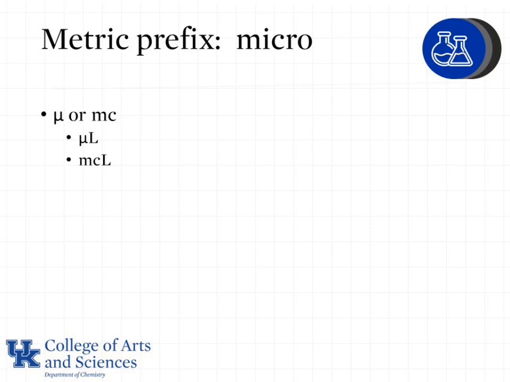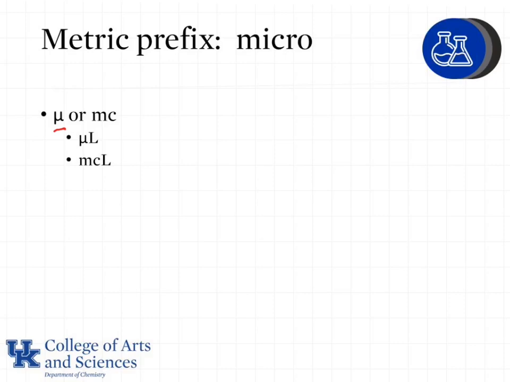In healthcare, amounts are often given in terms of micro or milligrams. Because of the ease of confusing the handwritten mu symbol with the M for milli, in healthcare you often see MC instead of mu for micro. So you might see it written as microliters or MC liters. Both of these mean the exact same thing.